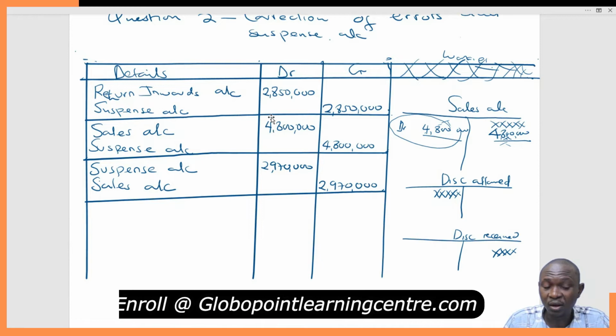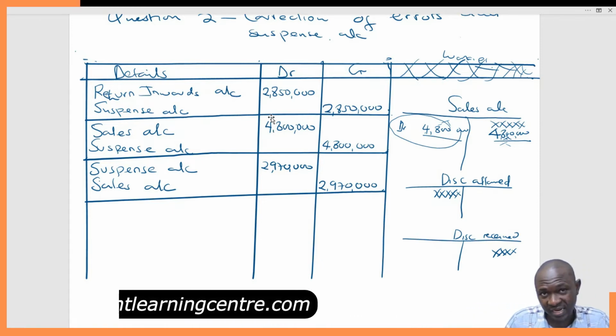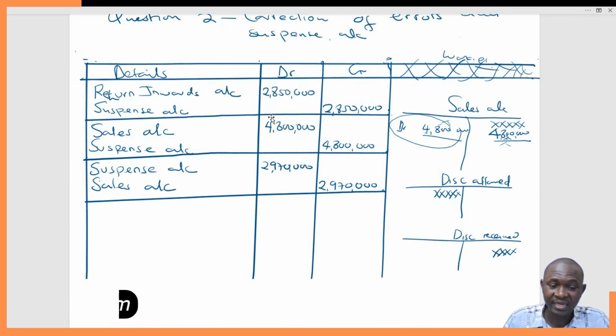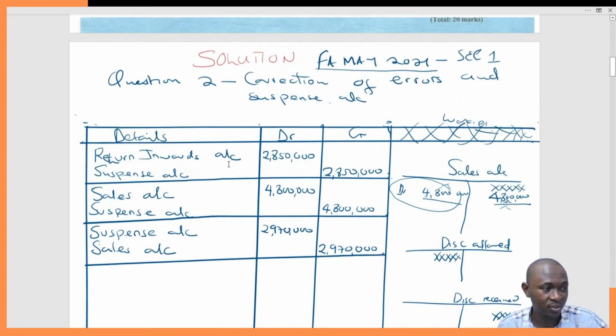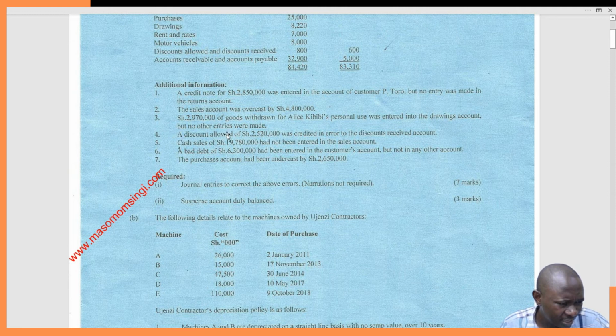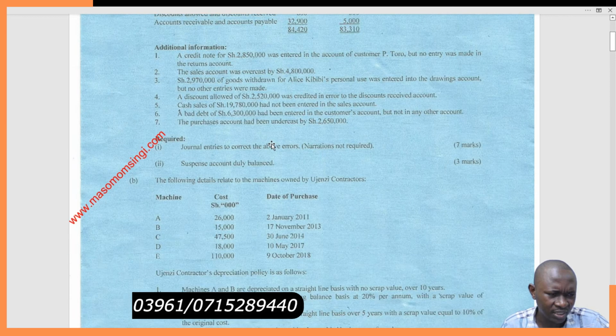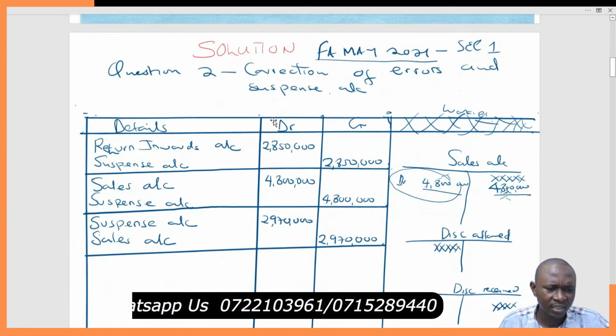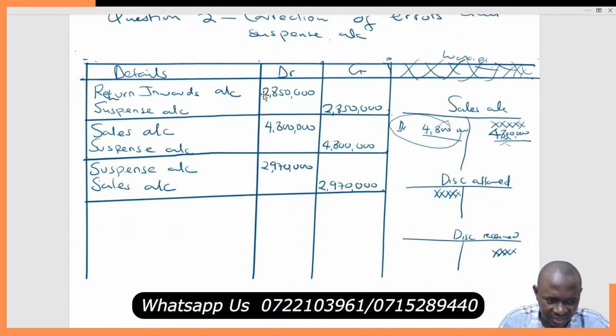Actually, discount allowed is a loss to the business. Losses and expenses are supposed to be debited. Gains and incomes are supposed to be credited. So discount received is a gain. Discount allowed is a loss to the business, and so it's supposed to be debited. So a discount allowed of 25.20 was credited in error to the discount received. Discount allowed of 25.20 is where it was supposed to be recorded.